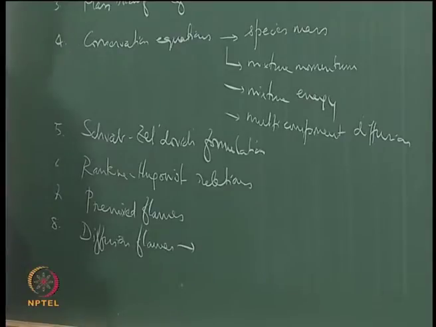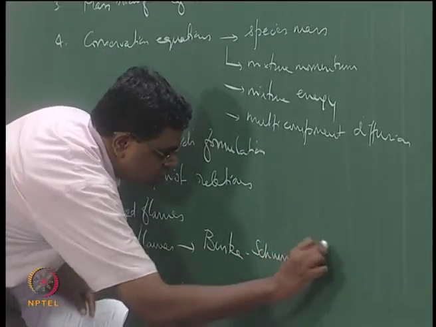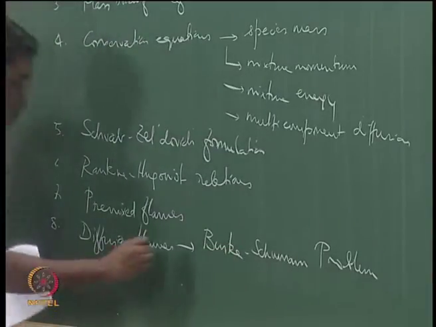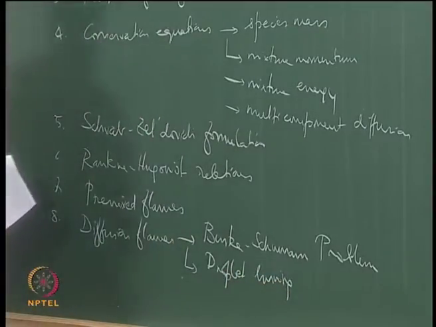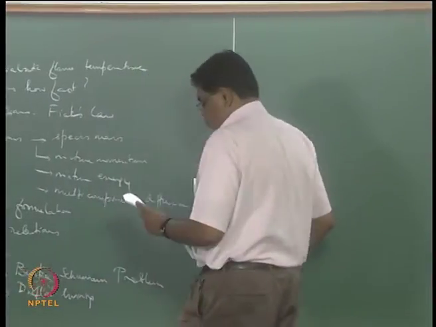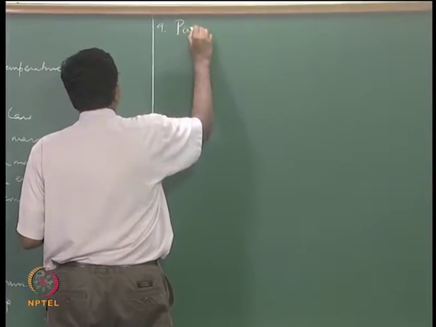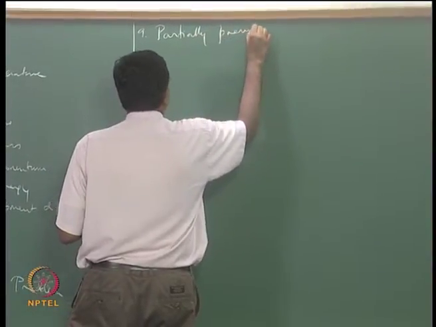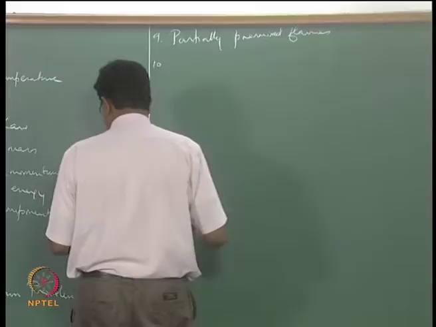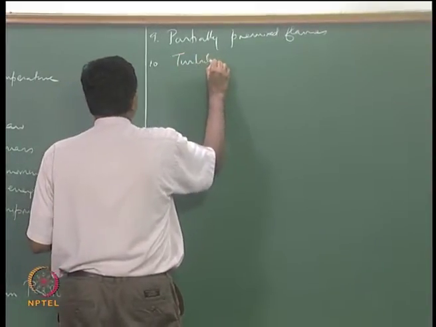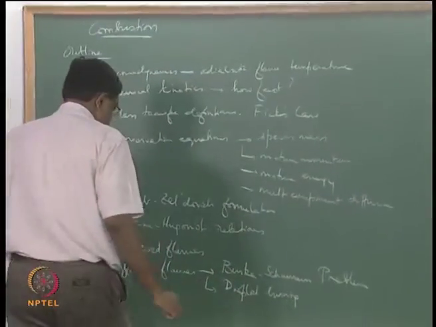So here we do two things. One is what's called the Burke-Schumann problem, and then we will do droplet burning, and then we do a few more things, which is, first of all, we do partially premixed flames, and then we do turbulent flames.